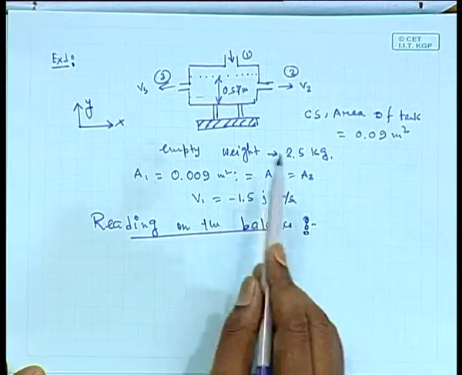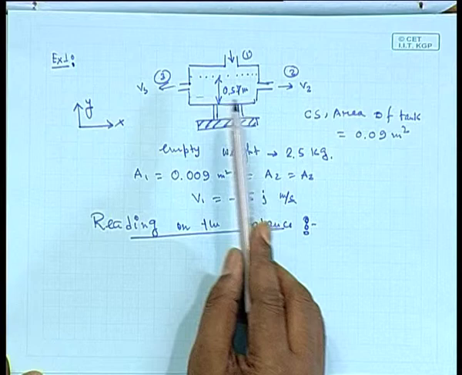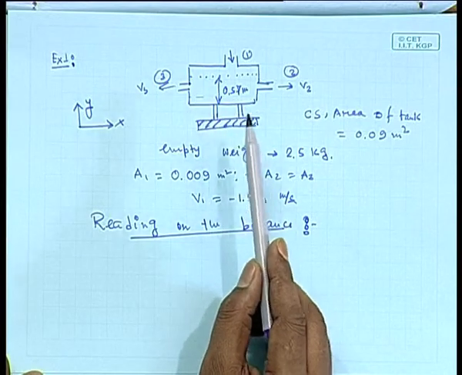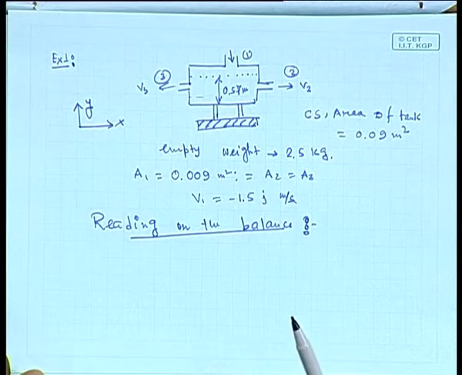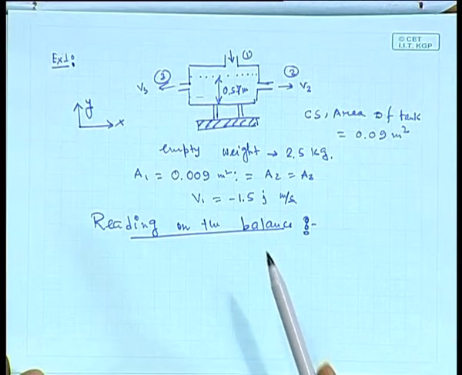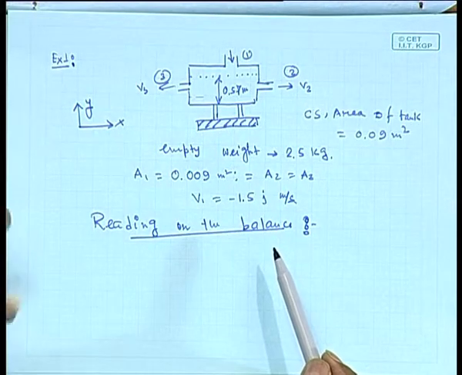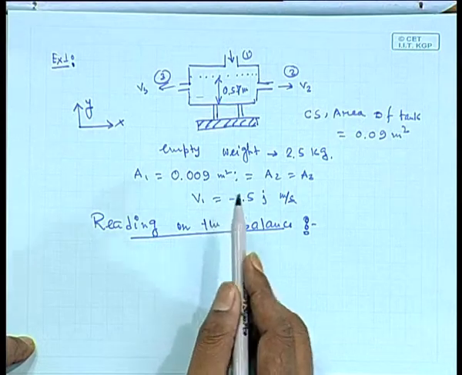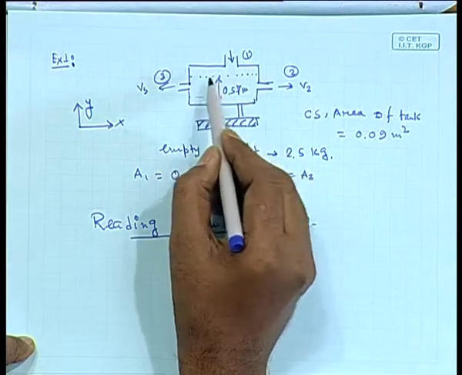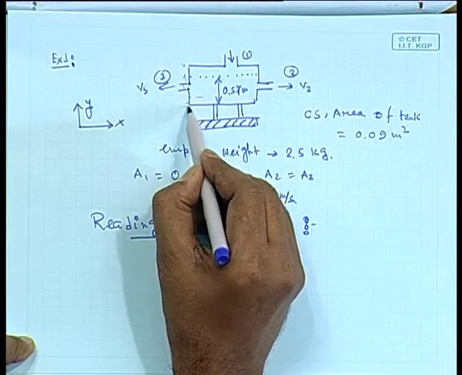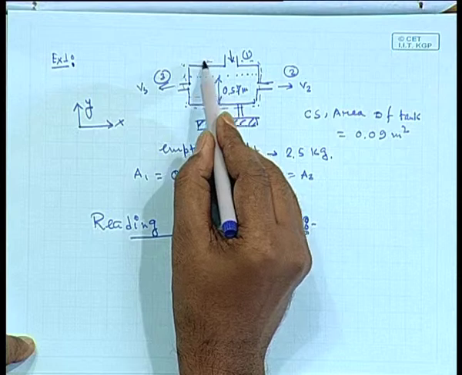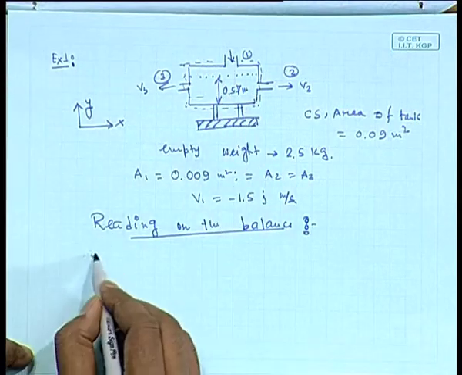So, what you have to do? You have to basically determine the reaction force. First of all, select a suitable control volume, and do a momentum balance equation in the y direction, and find out the reaction force Ry acting on the control volume. By Newton's third law, the same amount of reaction force will be acting on the balance, and once you determine that, the balance will show that reading. So, first of all you have to select a control volume. You can select a control volume something like this, just enclosing the chamber, and do a y momentum balance.